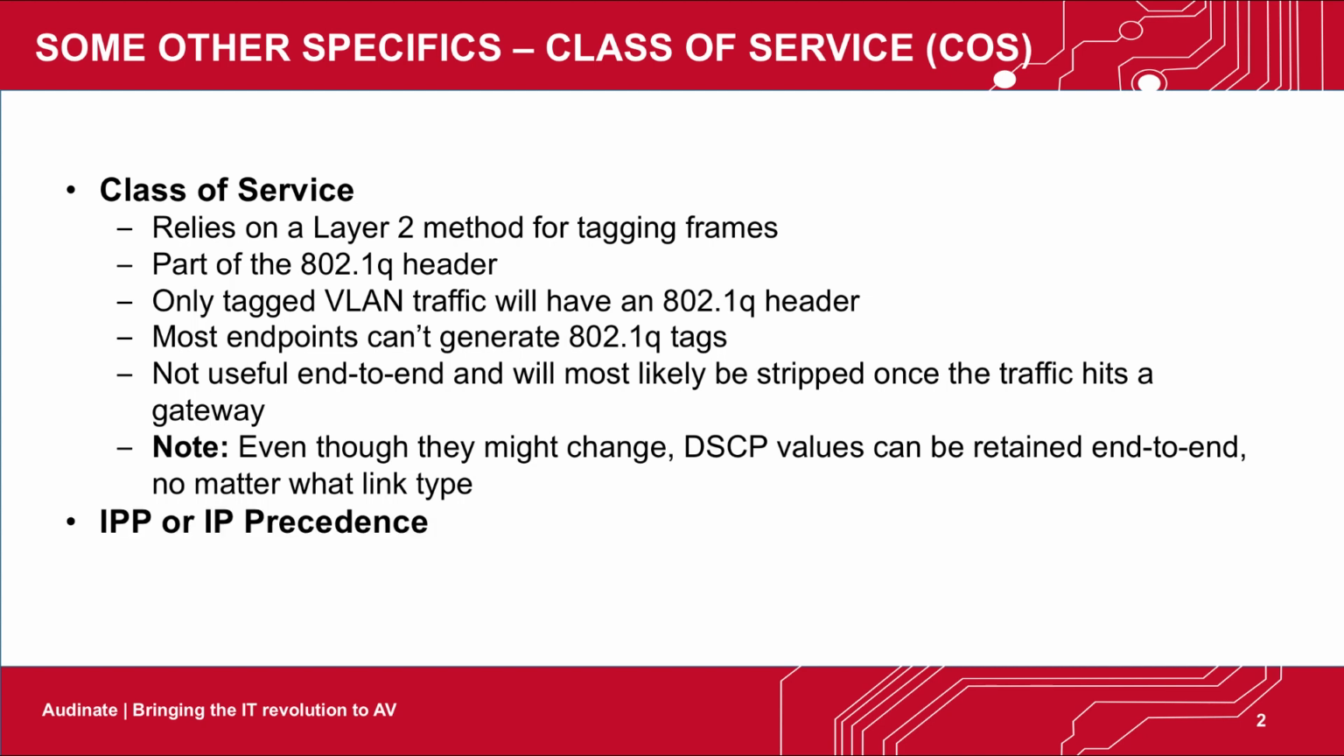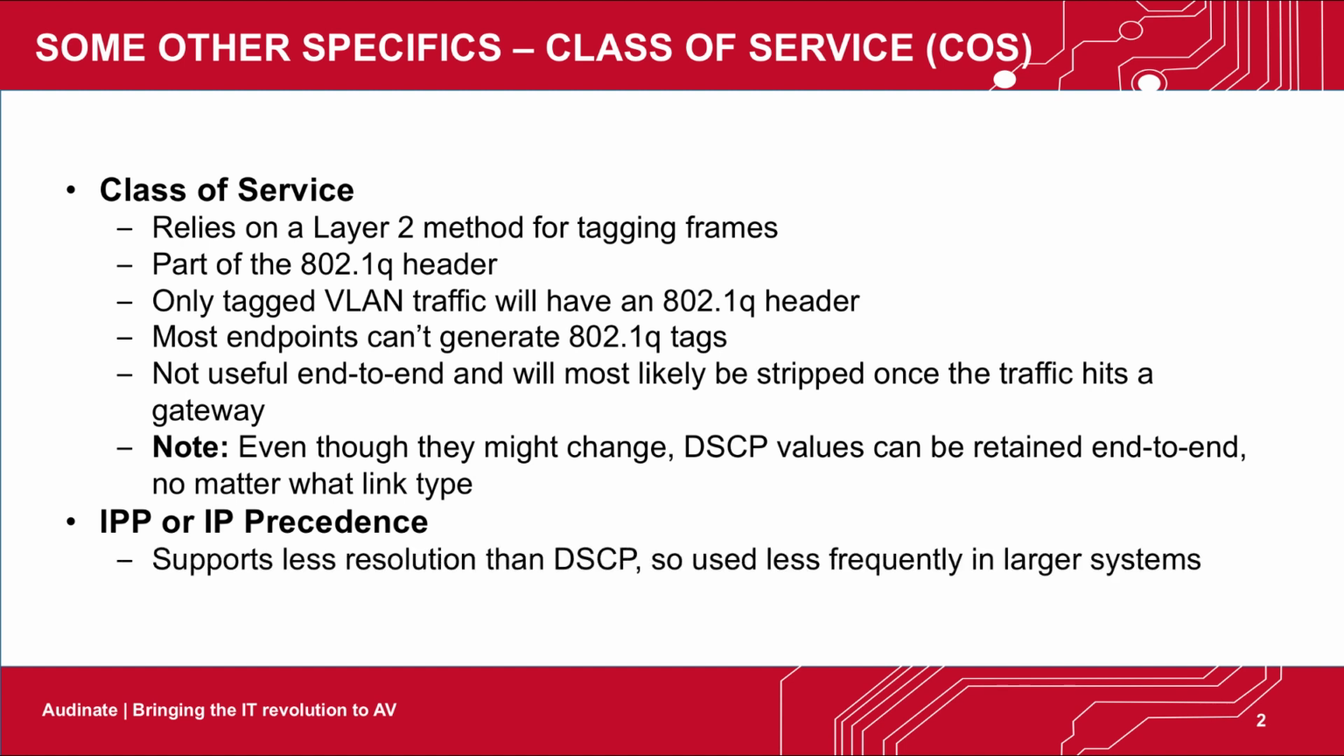There's another one that you may see called IP precedence or IPP. It supports less resolution than DSCP, so it's used less frequently in larger systems. And what network providers do dictate what switch vendors do. This in turn dictates what the industry follows, so you really don't see this being used much anywhere.